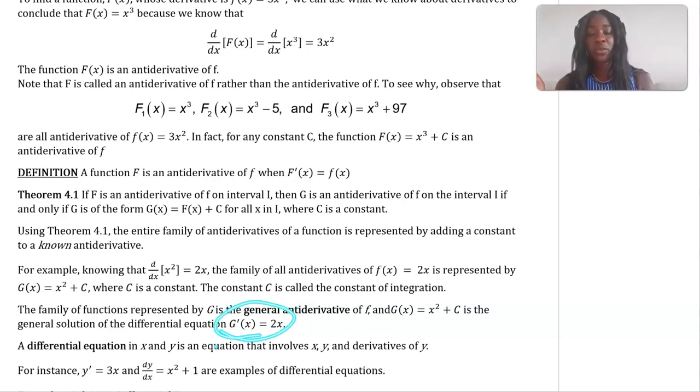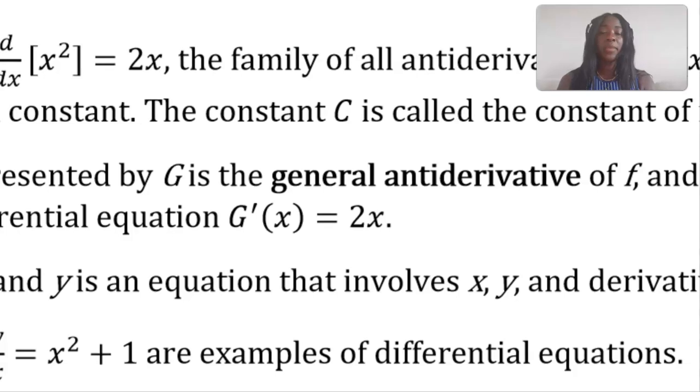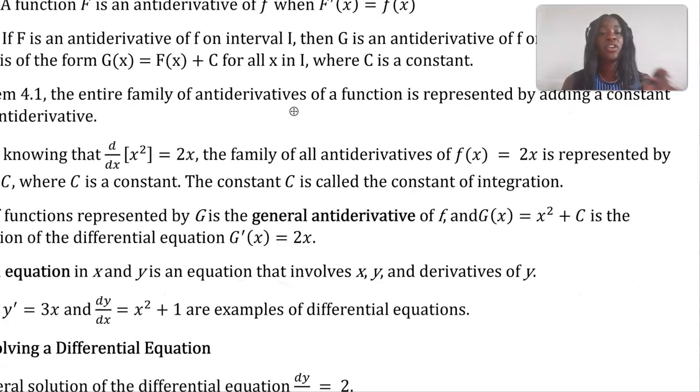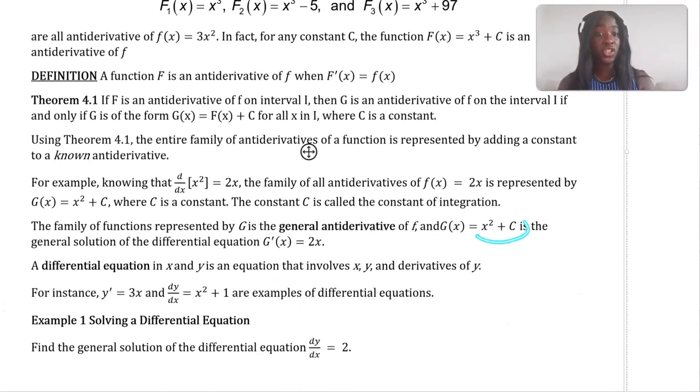So let's talk about this equation. This equation g prime equal to 2x is asking us to find all functions that when you differentiate that function, you would have 2x. And those functions look like this: x squared plus any constant.